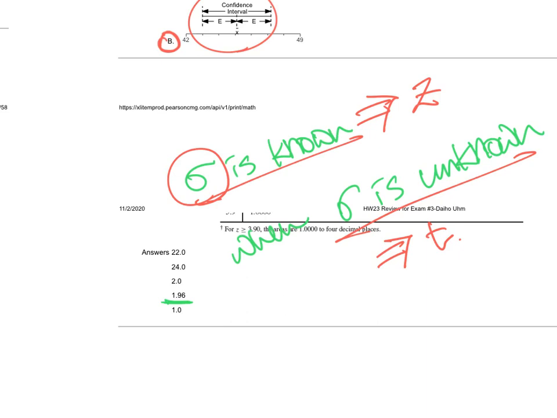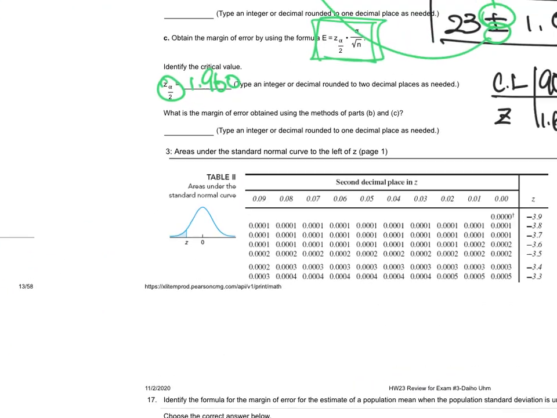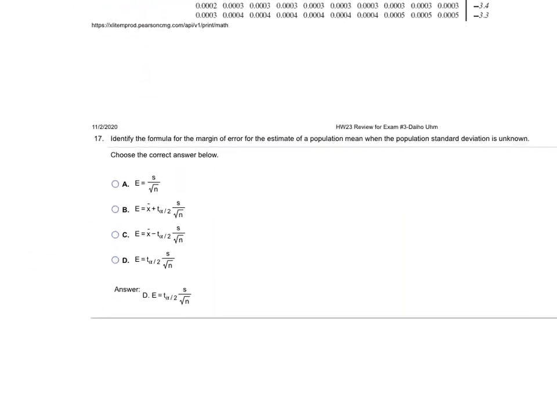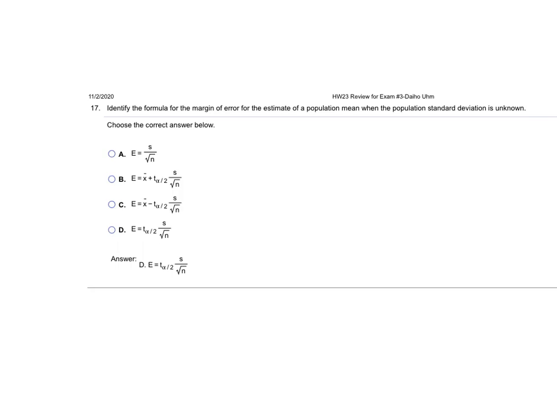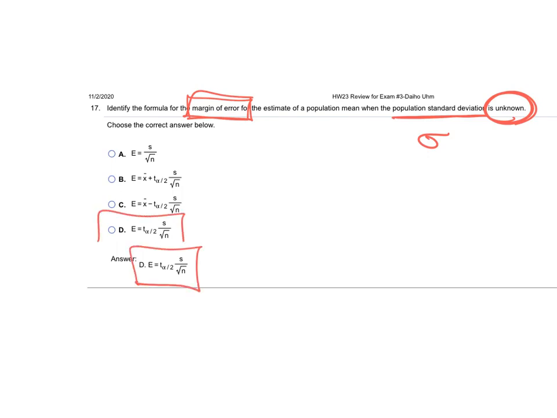So let me go to the next problem. I think it's number 17. Identify the formula for the margin of error when the population standard deviation, sigma, is unknown, right? So here's the answer, D, right? So now we can modify the formula.